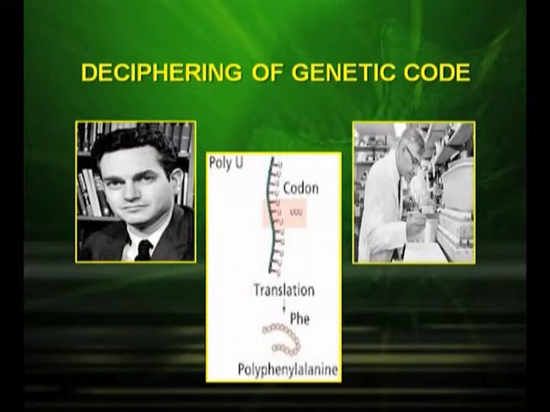Now, can you guess what the picture shows? The first picture is Nirenberg and the second picture is Har Gobind Khorana. They were the first to decipher the genetic code, using poly U, which represents the codon, and the translation gave the amino acid polyphenylalanine.